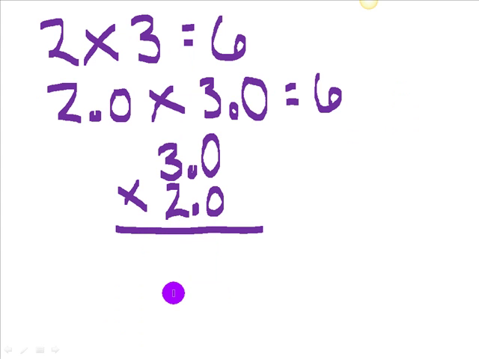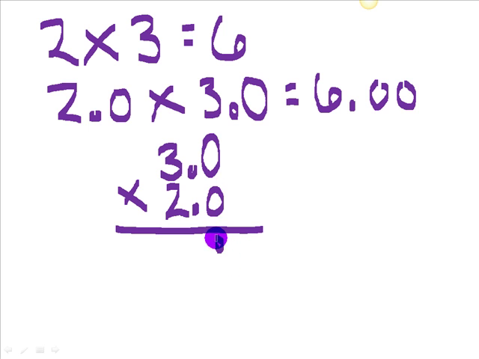2 times 3 is 6. You already know that. So 2.0 times 3.0 is also 6. Or you could say it's 6.00. We'll take a look at that. Line it up so that my last number is over my last number. So I have my 0 over my 0. I'm not paying a whole lot of attention to where the decimals are. Those aren't important right now. They become very important later.